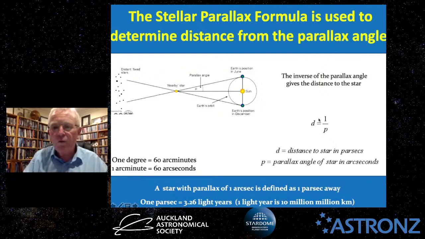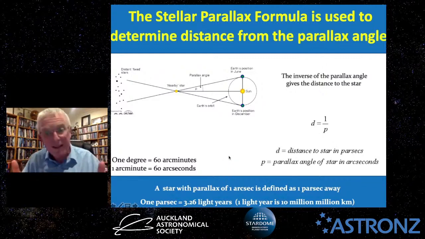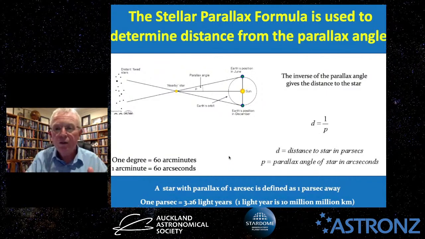So here's the formula here. D for distance in parsecs equals 1 divided by the parallax angle in arc seconds. And remember, 1 parsec is 3.26 light years, a light year being 10 million million kilometres.